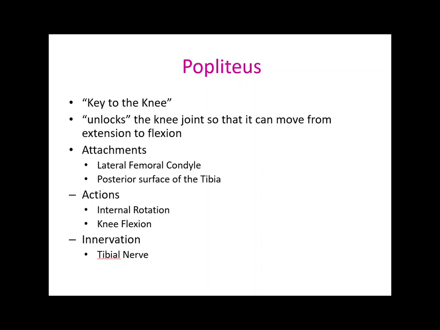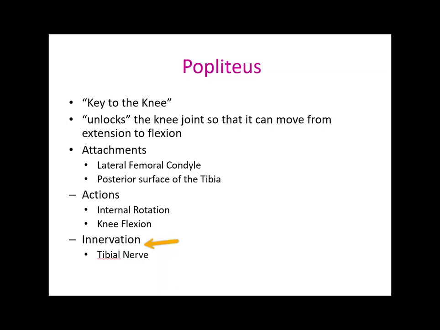One muscle posterior to the knee joint that helps with knee flexion is the popliteus, and I didn't mention it earlier in this video. It's a deep muscle underneath the gastrocnemius. It's called the key to the knee, so it unlocks that knee joint. It unlocks the screw home mechanism so the knee can go from extension to flexion. Attachment points: lateral femoral condyle to the posterior surface of the tibia. And the innervation is the tibial nerve.